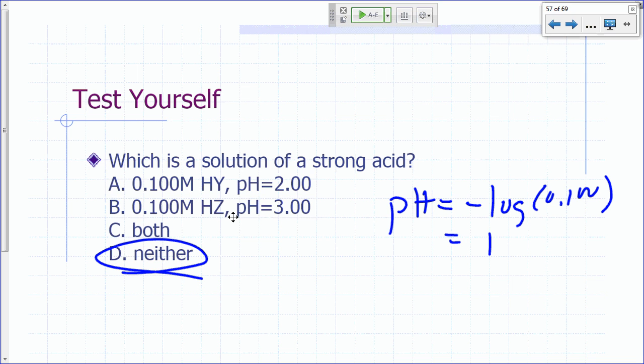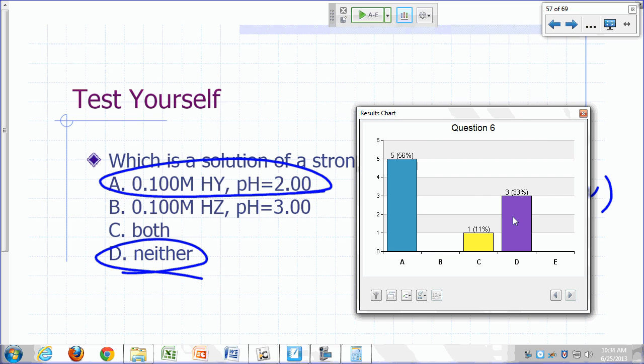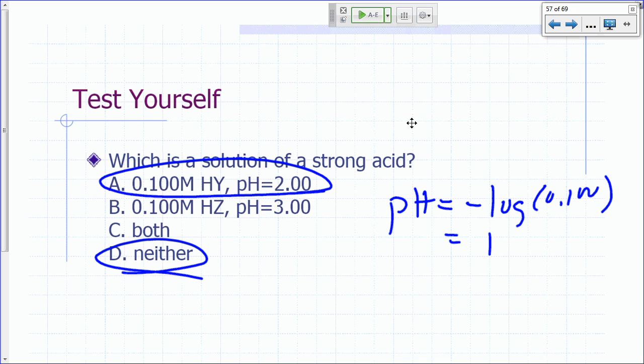Both are weak. Okay. Which one is the stronger acid? HY would be the stronger acid. Okay. So the correct answer was in fact D. Neither one of these two is a strong acid based on our definition of a strong acid. But if I ask you which one is a stronger acid, that means I'm not necessarily saying it's strong. It's just stronger than the other, comparing the two.